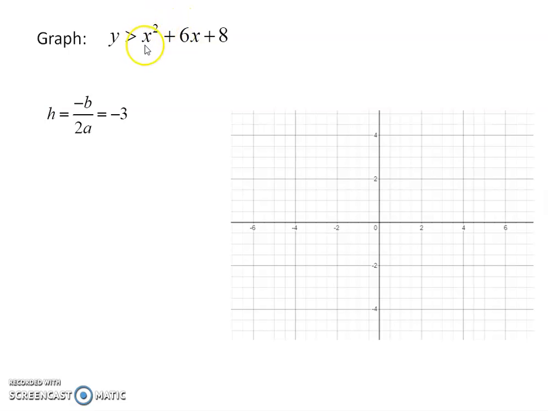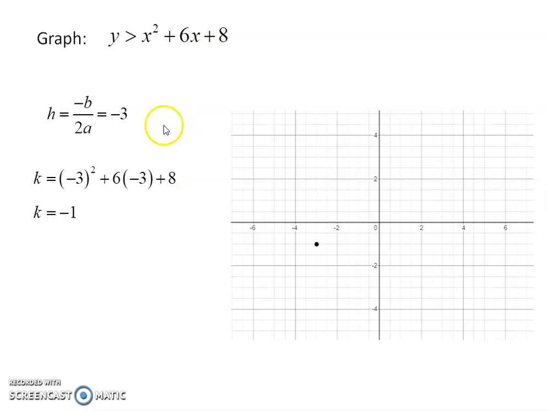I'll use a formula for that because this is in general form. h is negative b over 2a. And my k is the y value when I plug in my h as the x. So negative 3 squared plus 6 times negative 3 plus 8 works out to be negative 1. So that point, negative 3, negative 1, is my h, k. That's one point on the parabola.